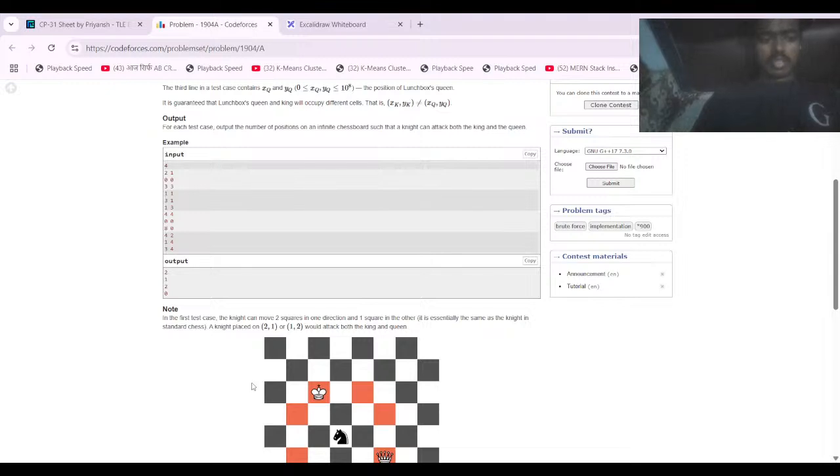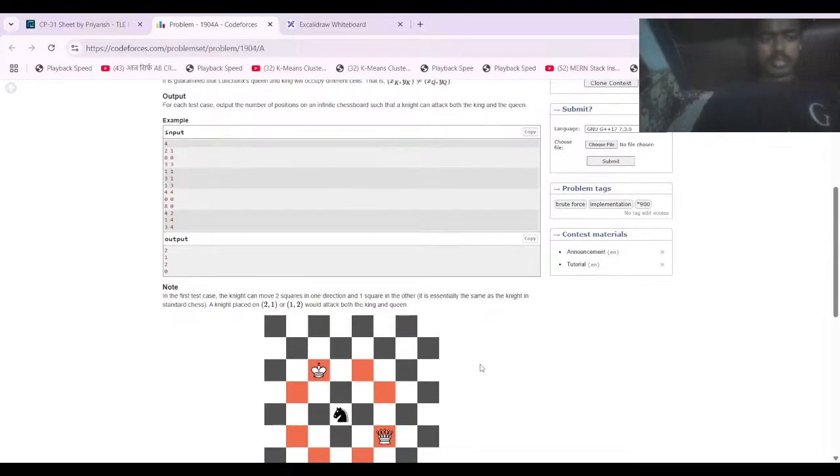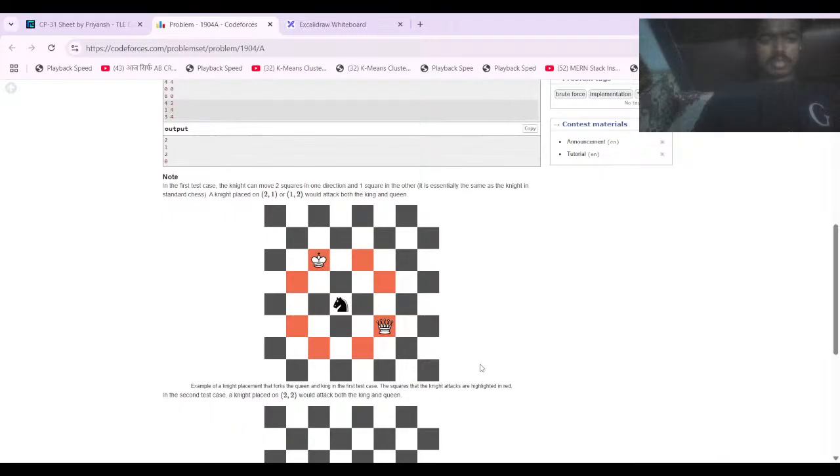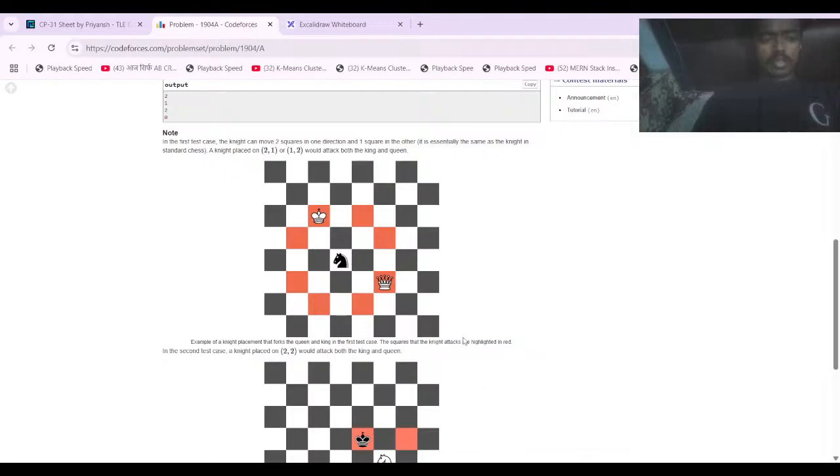Now if you look carefully here, in this picture the knight moves 2 positions in one direction and 1 position in some other direction. So let's say it moves up 1, 2, and then moves to the left or right by 1, and these 2 blocks are marked orange.